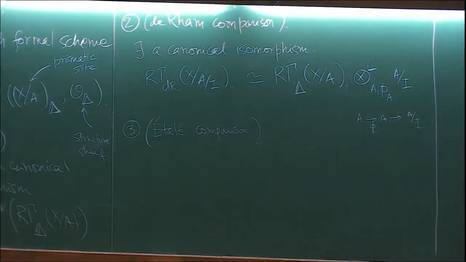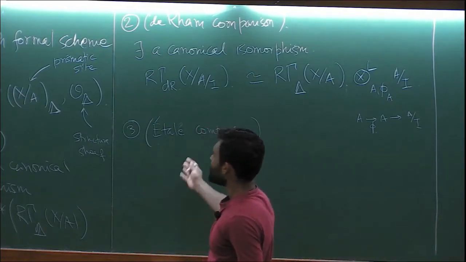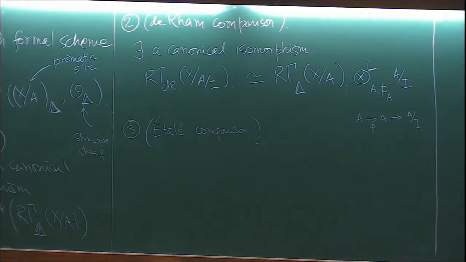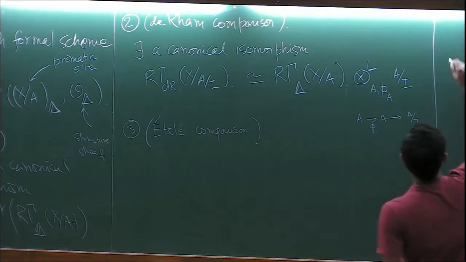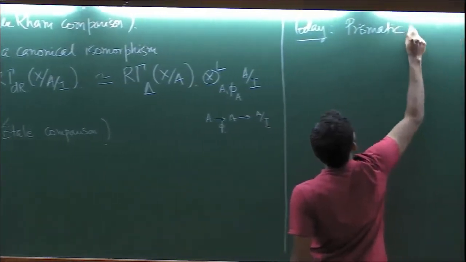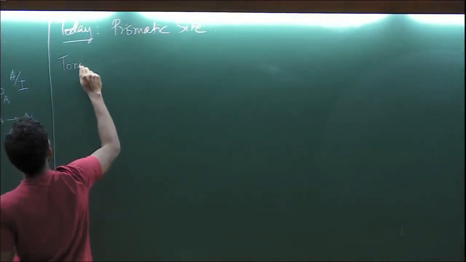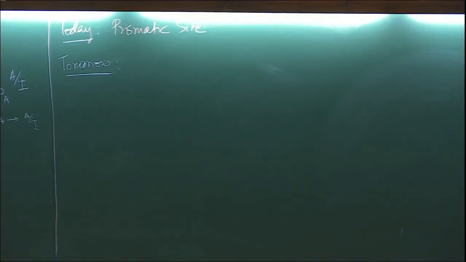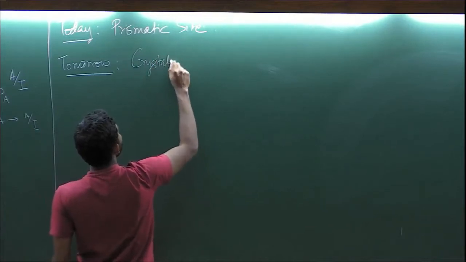This prismatic cohomology is basically the mother of all the cohomology theories, and you can derive whatever you want as long as you're specializing correctly. So that's the philosophical note. Today we want to at least see what this prismatic site is. And maybe tomorrow, hopefully if time permits, we would like to actually see how this crystalline comparison happens.